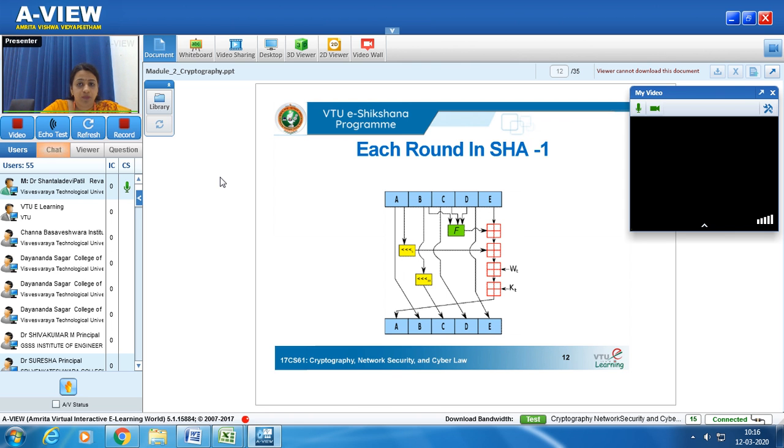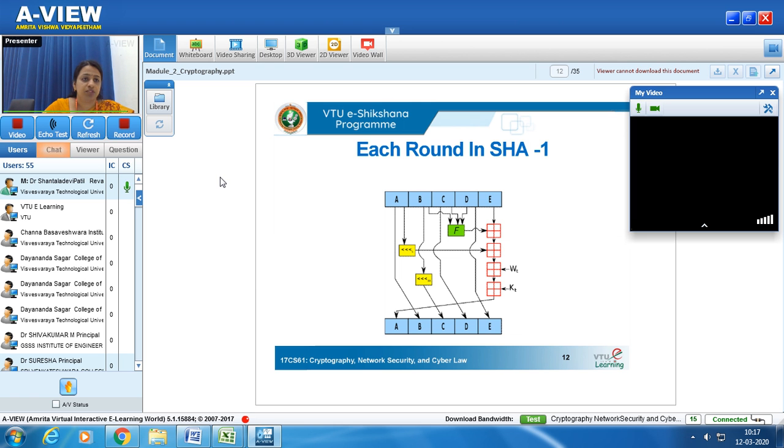Now over here we are applying B, C and D to the function f. The output of this function f, we then perform addition modulo with the value in E. Okay, now we get an output for this particular operation f. Addition modulo is performed over E.